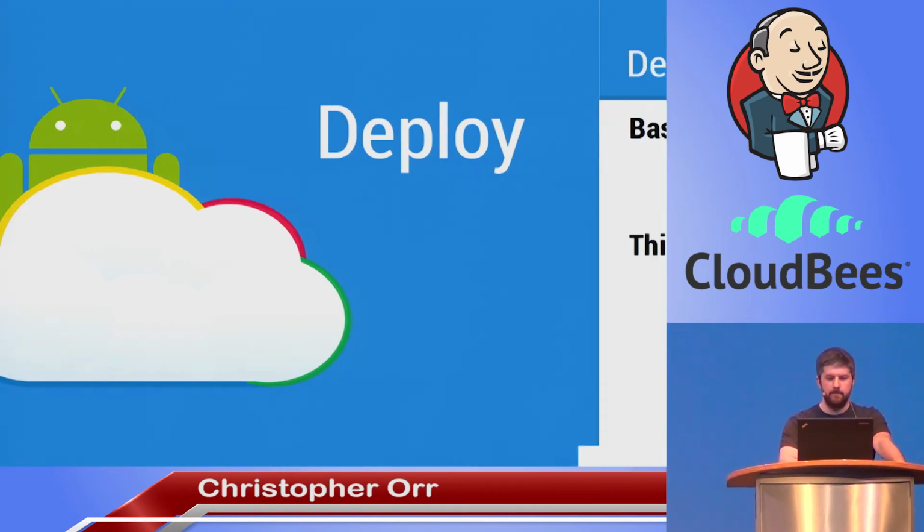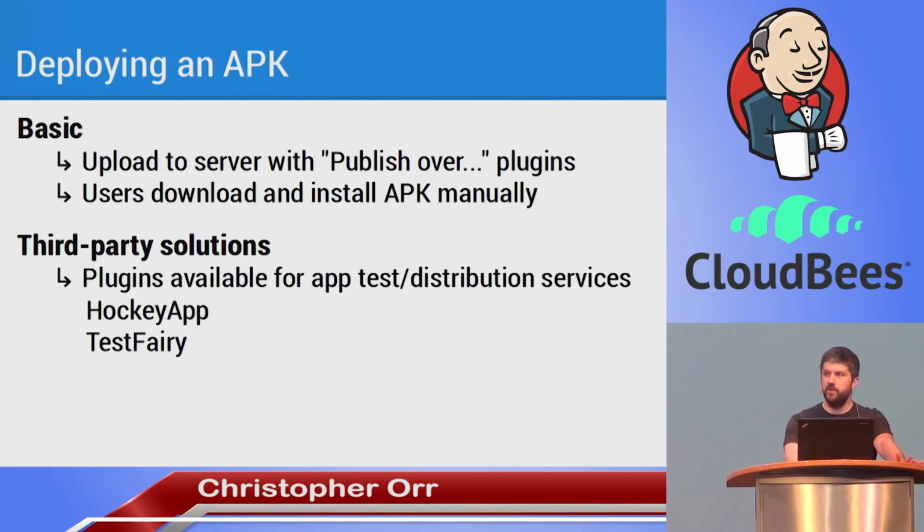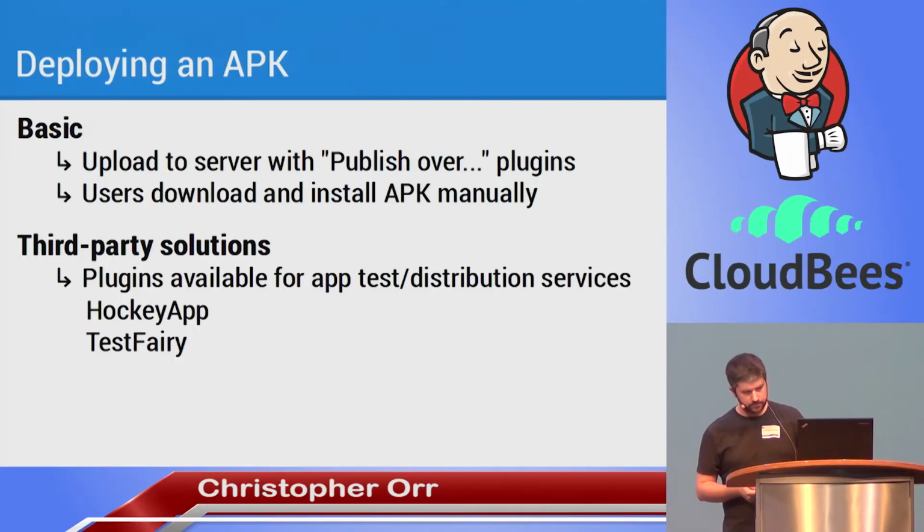So there are various ways we can get an APK from Jenkins. The most basic and simple approach is uploading your app to a server somewhere and telling people to download it. This isn't really ideal because users have to go through some manual steps in the settings of their Android device. They have to download it, they have to install it. There are also third-party solutions like HockeyApp or TestFairy is one, apparently. And these have Jenkins plugins. HockeyApp is what we use a lot.